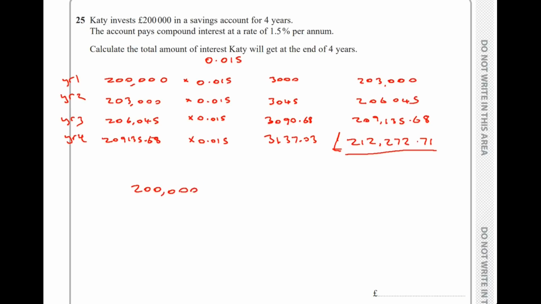Another way that you might go around this, if you are familiar with using a scientific calculator, is to put the amount in, the 200,000, and then multiply that by 1.015 to the power of 4. So that 1.015 is 101.5%, and the power of 4 to represent the number of years, and you will come out with exactly the same answer.